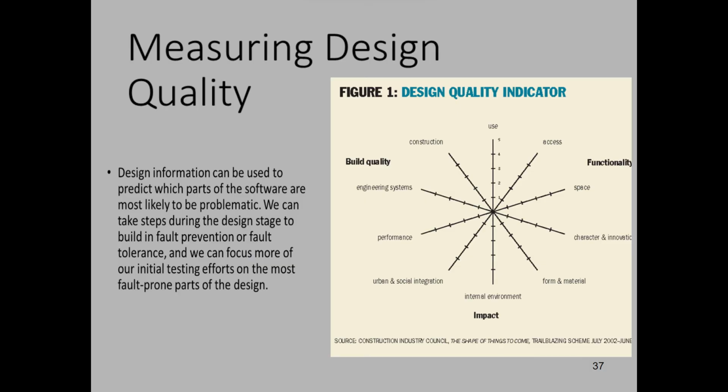Measuring design quality. Design information can be used to predict which parts of the software are most likely to be problematic. We can take steps during the design stage to build in fault prevention or fault tolerance, and we can focus more of the initial testing effort on the most fault-prone parts of the design. We use the approach by Briand, Morasca and Basili to measure design quality, which has three different characteristics: the relationship between classes, the types of interactions between classes, and the loci of ripple effect due to design changes.